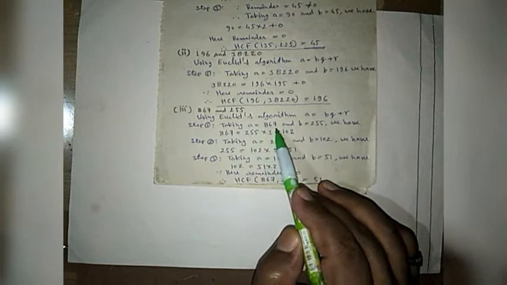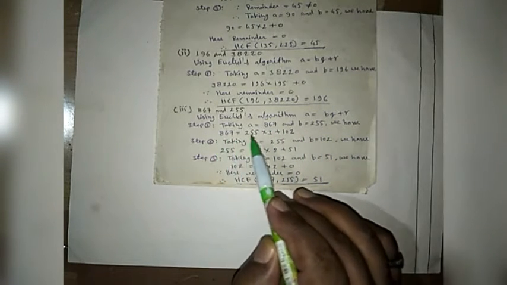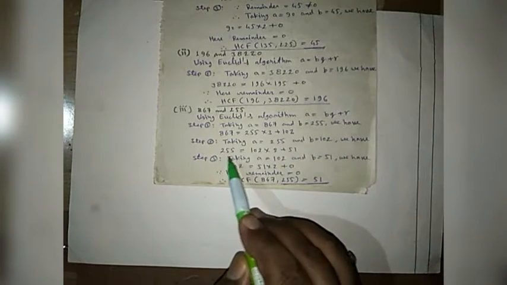In the third part, the numbers are 867 and 255. Using Euclid's algorithm, a equal to bq plus r. In step 1, taking a equal to 867 and b equal to 255, we have 867 equal to 255 into 3 plus 102. 3 is the quotient and the remainder is 102. Here the remainder is not equal to 0. We will perform the next step, taking a equal to 255 and b equal to 102. Here we have 255 equal to 102 into 2 plus 51 as the remainder. The quotient is 2. So here the remainder is not equal to 0.